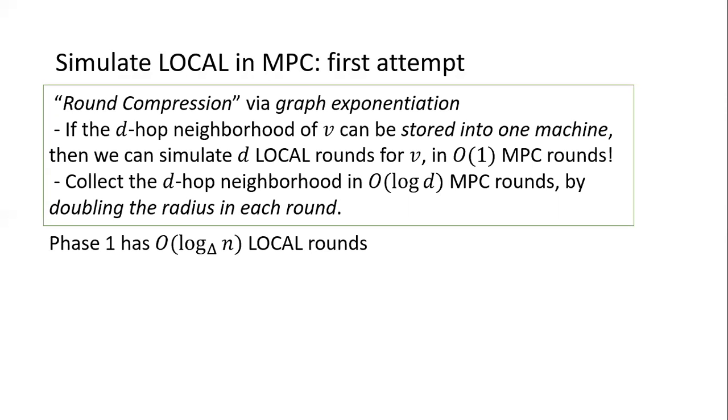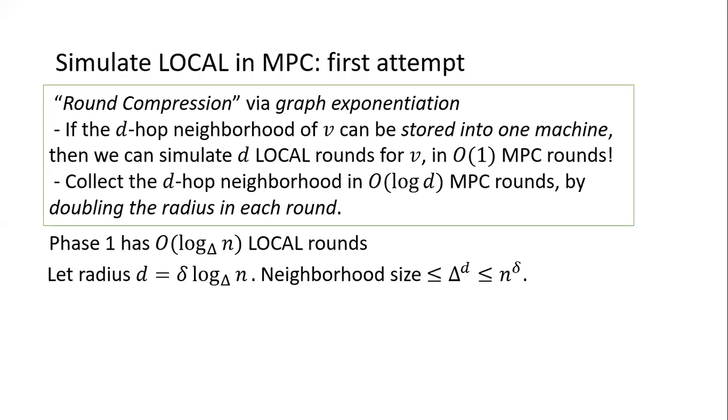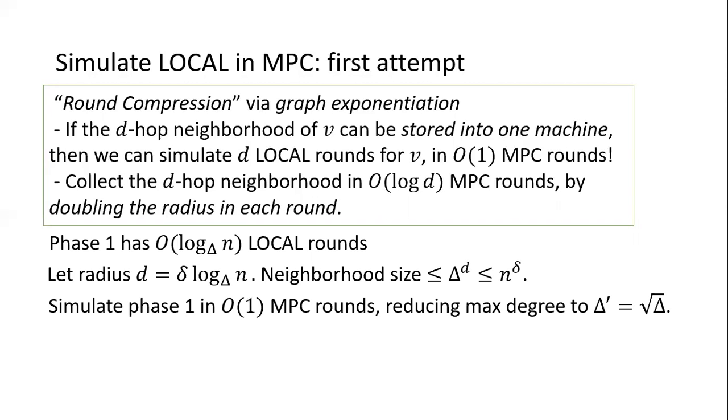Now recall that phase 1 has log base delta of n local rounds. Let's set the radius d to be small enough so that the neighborhood size, delta to the d, is smaller than the local memory limit. Then we can simulate phase 1 in a constant number of rounds. And this reduces the maximum degree to root delta.